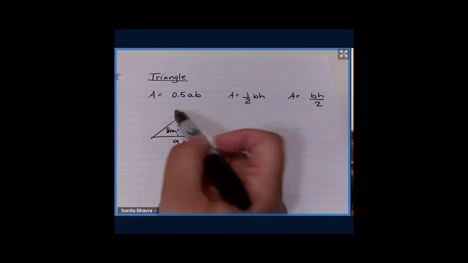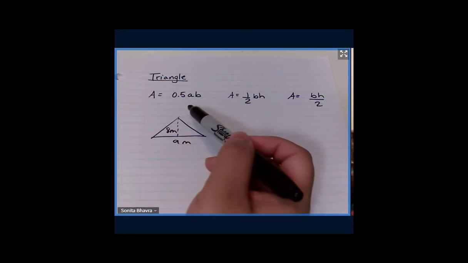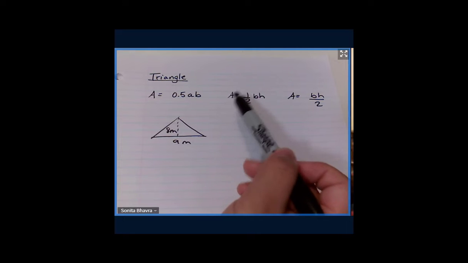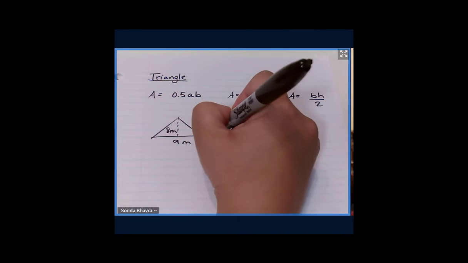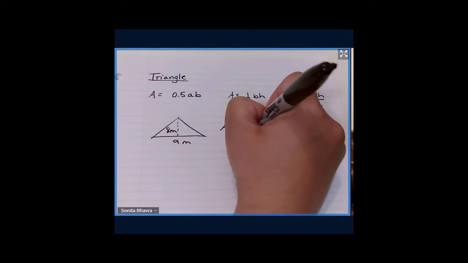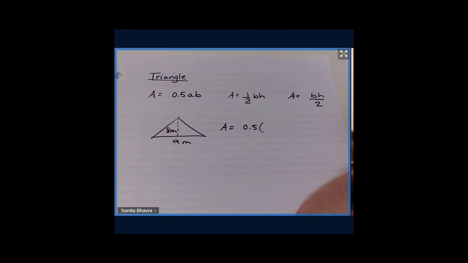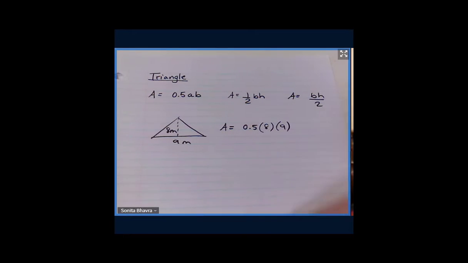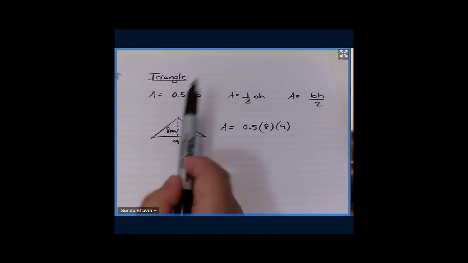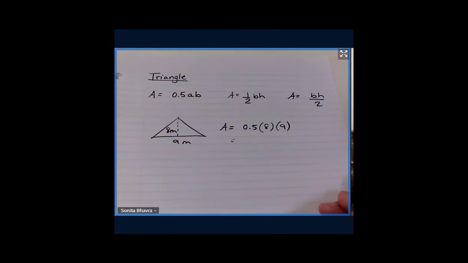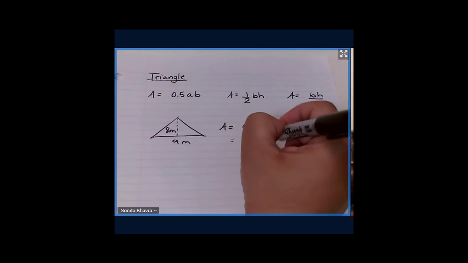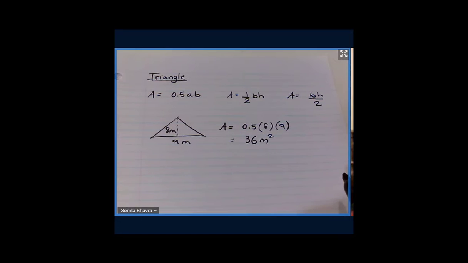We'll just use this formula here. When you're typing it into your calculator, you can just type in 0.5 instead of doing the half or the 1 divided by 2. So 0.5, our height or altitude is 8, and the base is 9. It just means multiplication. It's 0.5 times A times B. You put that into your calculator, and we get 36, and our units are meters, so it is meters squared.